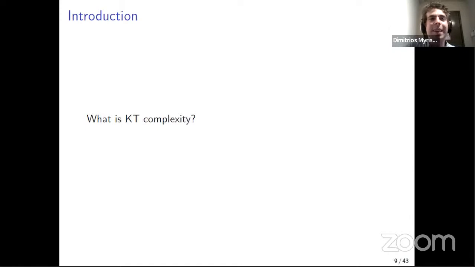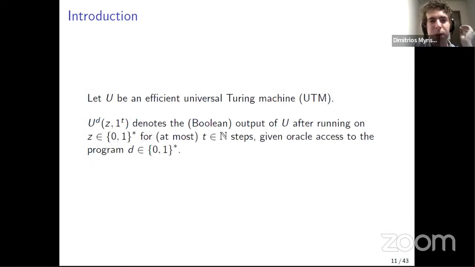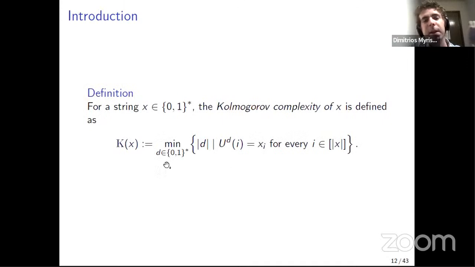So we need to define KT complexity. But what is KT complexity? It's a variant of Kolmogorov complexity. So now let's see what the Kolmogorov complexity of a string is. Some notation here: U is a UTM, d is a program, and this notation says what is the output of U if we run it for T steps on input z. In Kolmogorov complexity, we try to minimize the size of a program that computes each bit of the string x. This is a very standard definition.